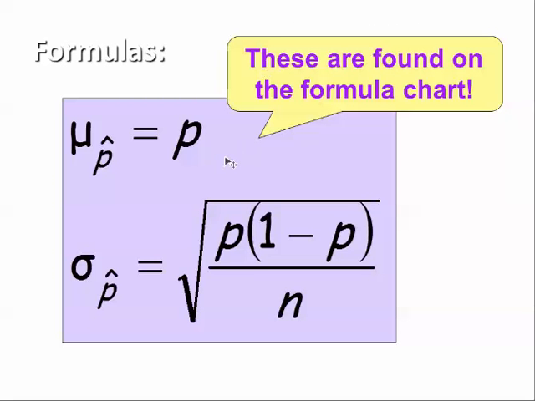Now, these are the formulas that are found on the formula chart. The mu of p hat, which is the mean of the sample proportions, is equal to P, the population proportion. And the standard deviation of p hat is equal to the square root of p times 1 minus p, divided by n. That's what your standard deviation is going to be.